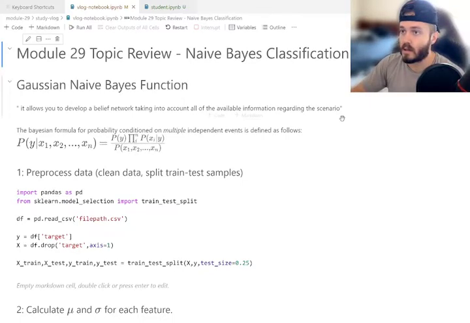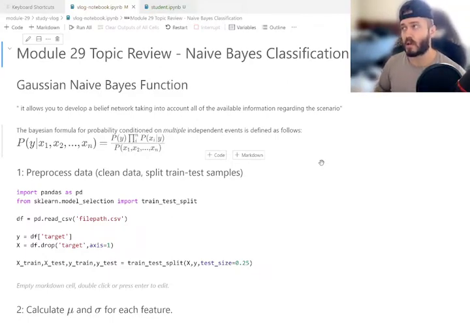All of that to say that naive Bayes classification is just another type of classification algorithm. My guess is that it belongs to a sort of family, because in this module we particularly go over the Gaussian naive Bayes function, and it sounds like there are maybe other types of naive Bayes functions. But anyway, this is a little quote from the curriculum, which says it basically allows you to develop a belief network taking into account all of the available information regarding the scenario.